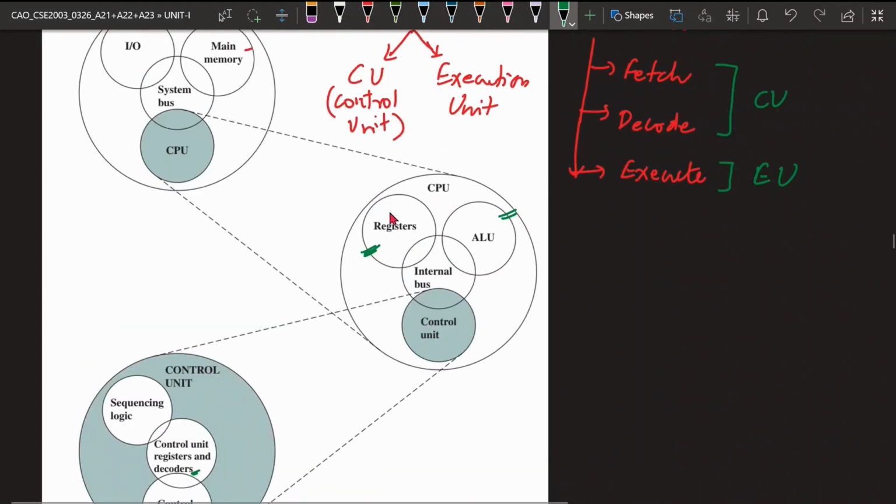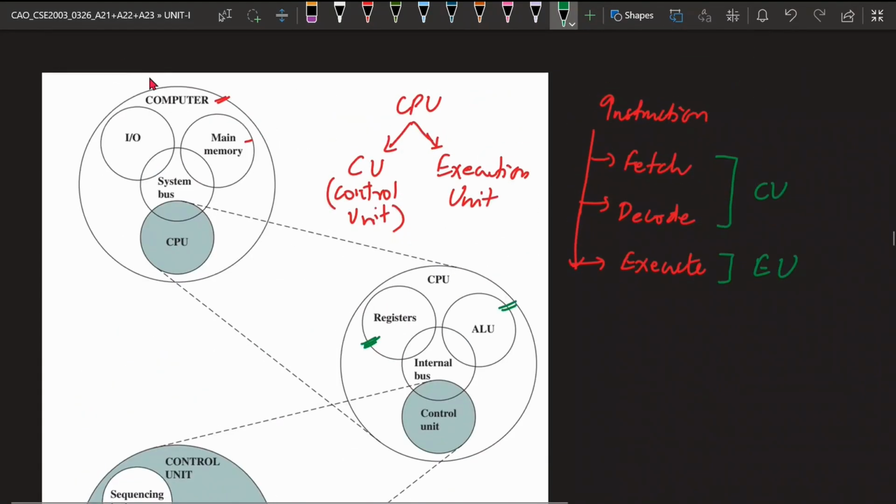Okay, so a basic computer system consists of input and output, main memory, and CPU, and these three components are connected with each other with the help of the system bus. Even this system bus can be of different types, so we will see that also.